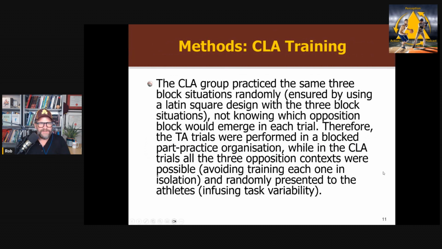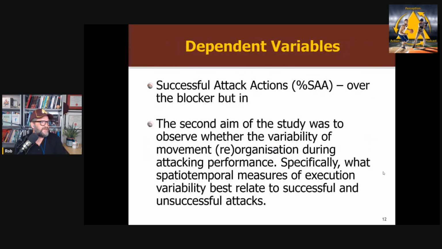Okay, so you don't need a million possibilities. They only have 3 here, but that's showing that. Dependent variables, they measure 2 performance measures. Successful attacks, so the ball hit over the blocker but hit in.